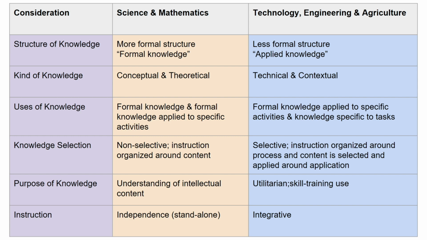For the purpose of knowledge, science and mathematics are more intellectual, where you need to understand intellectual content. Technology and agriculture are more skill training use. As for the instructions, science and mathematics are more independent, standing alone, so you have a standard. For technology and agriculture, actually in your standards, they typically blend in science and mathematics. So it's a very integrative type of knowledge.